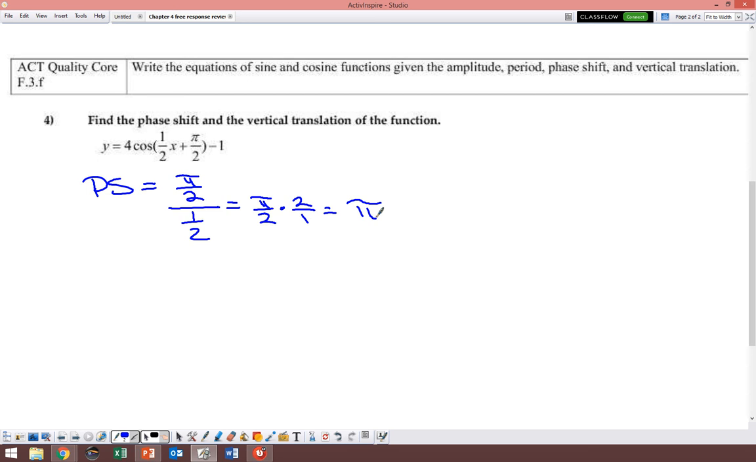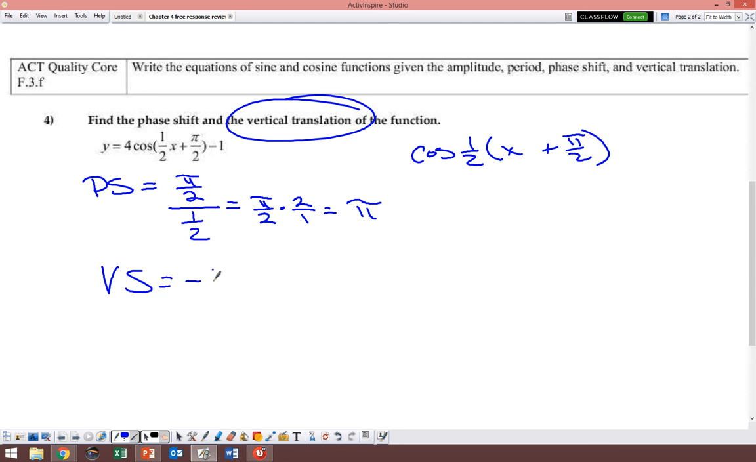Okay, let's say if the 1/2 was on the outside of the parentheses. Then it's already factored. So you're saying if it was cosine of 1/2 parentheses x plus pi over 2, that means it's already factored out. The b is factored out already, and so therefore your phase shift is there. The only time you have to do what I did here is when it's not factored out. Because it's always supposed to be this over b, but here b is already factored out.